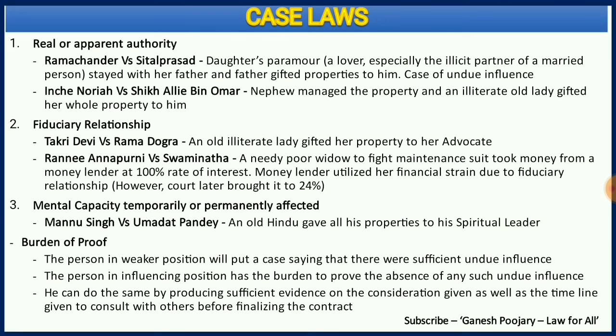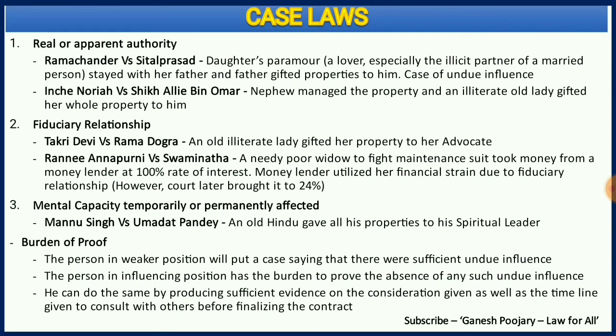Whenever there is fiduciary relationship, there can be undue influence, which is what was held in the case of Takri Devi versus Ramadogra. An old illiterate lady gifted her property to her advocate and it was held voidable. The second case law, Rani Annapurni versus Swaminatha, where a needy poor widow, to fight her maintenance case, took a loan from a money lender and he charged 100% rate of interest. Now he has misused his position and it was held that it is undue influence and the rate of interest was brought down to 24%.